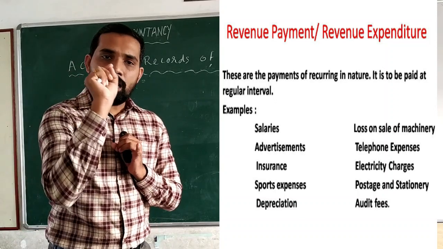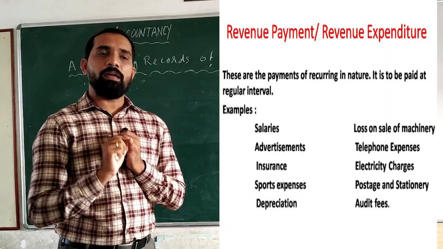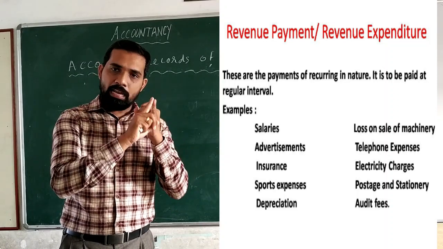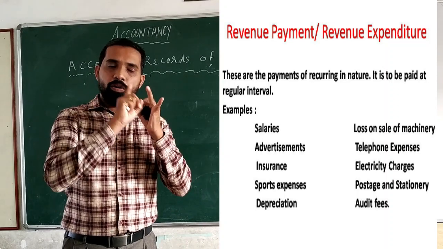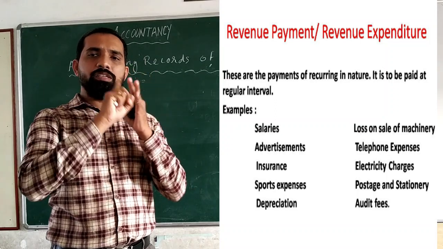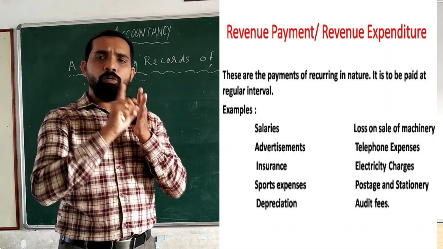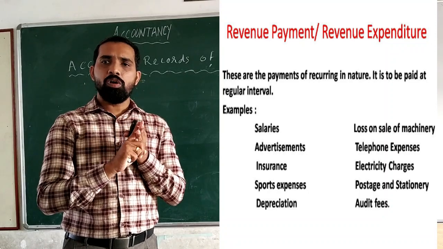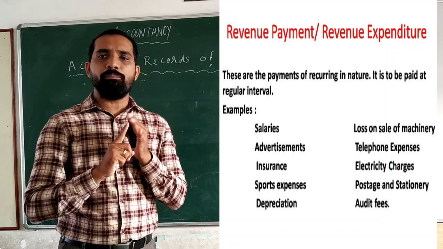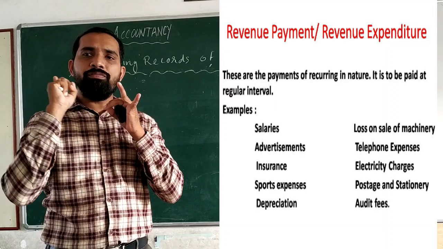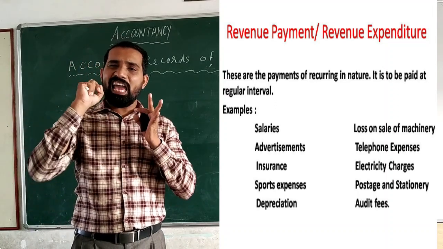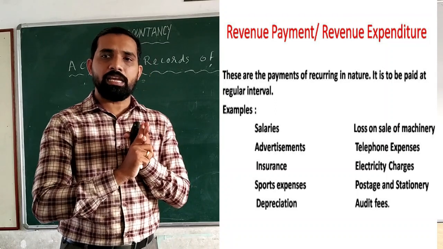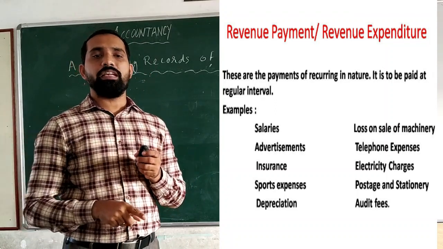The examples of revenue payments or revenue expenditure: salaries, advertisement, insurance, sports expenses, depreciation, loss on sale of machinery, telephone expenses, electricity charges, postage and stationery, audit fees.